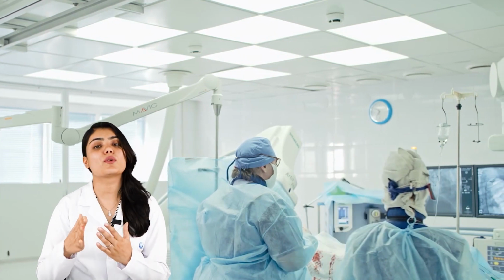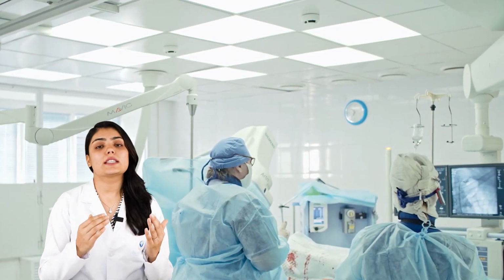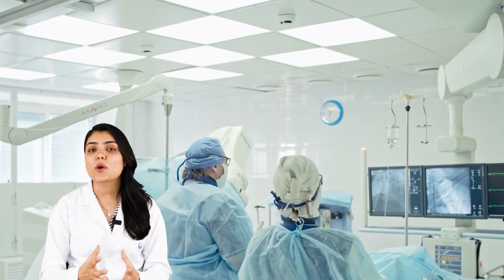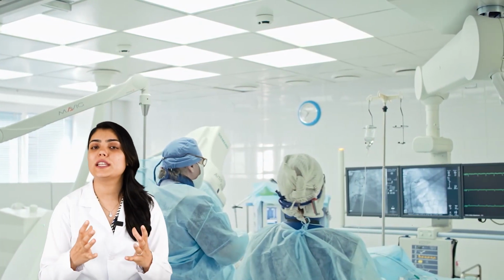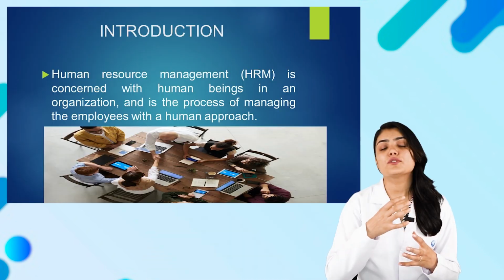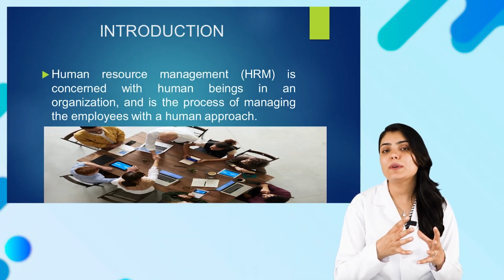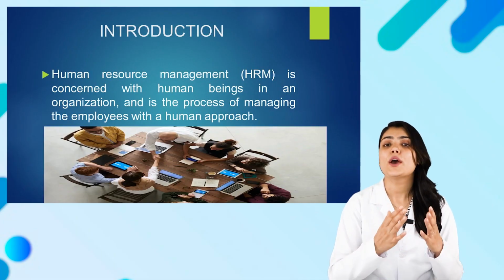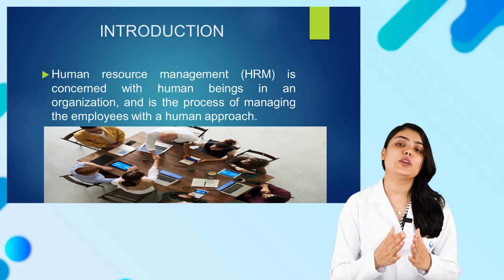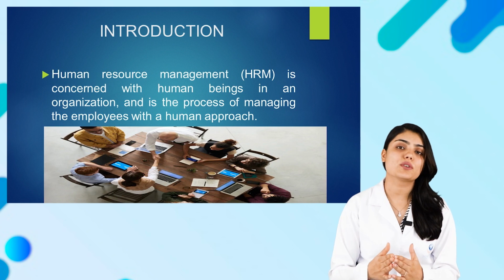So to begin with, let us first try to understand what is human resource management. As the term suggests, human resource management is a process of handling the employees within the organization. The process of handling the human resource of the organization is human resource management. For any organization to function, there will be human beings who are working to meet the organizational goals. And the process of managing the human beings working within an organization with a human approach is called human resource management.